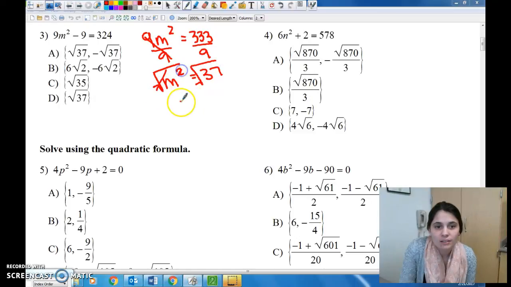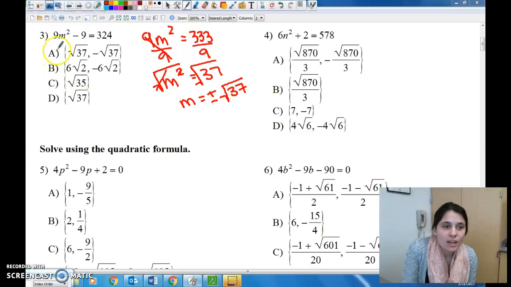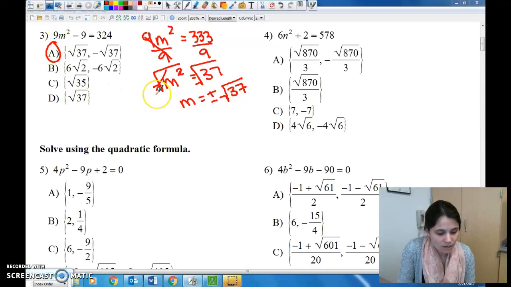And so these cancel. Every time I take the square root, it can be either positive or negative. And in this case, the square root of 37 doesn't simplify. So the answer is A, either a positive root 37 or a negative root 37.